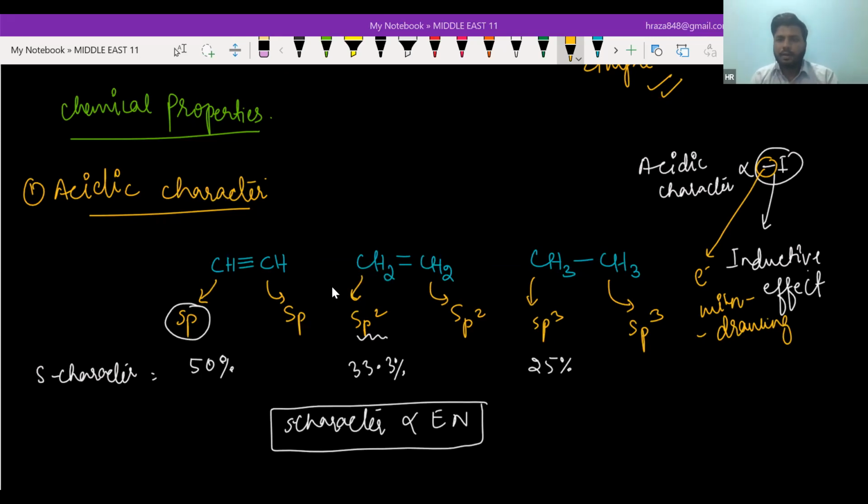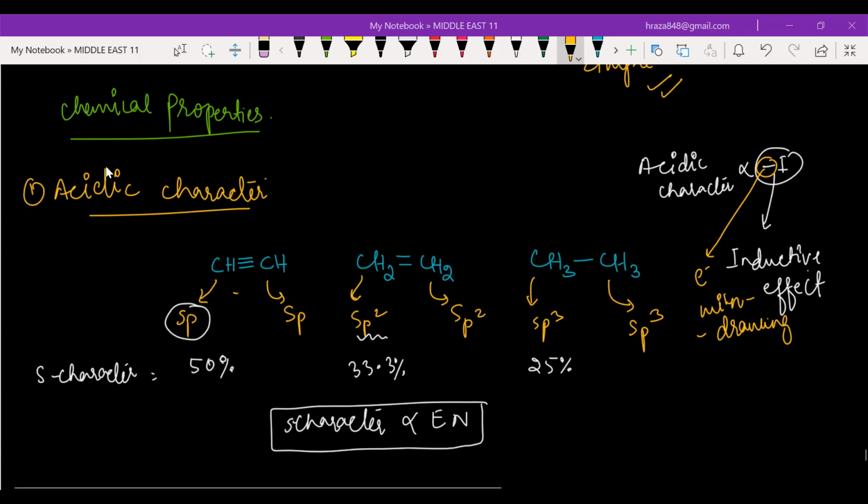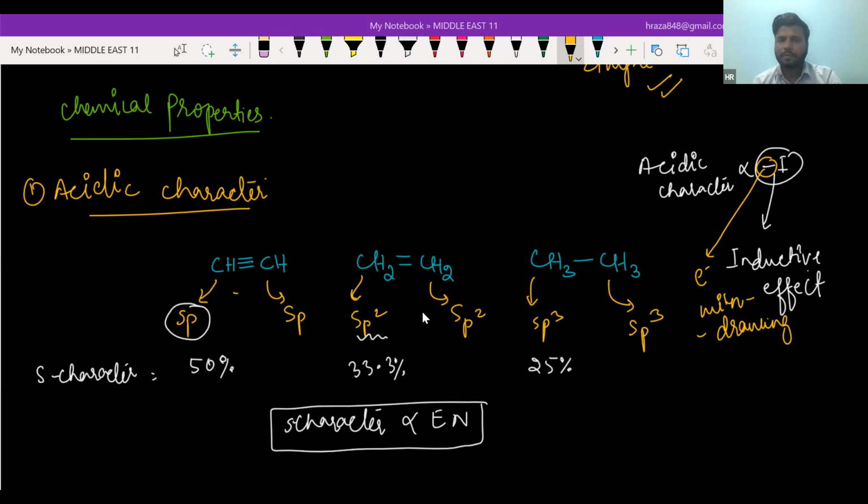Now see, if I ask which hydrocarbon is most acidic, can you answer me? Ethyne, ethene, and ethane. Which one is most acidic? The compound which is more electronegative is more acidic. So you can see here 50% S character, that means it is more electronegative because S character is directly proportional to electronegativity. So the acidic character will be like this. Ethyne will be most acidic.